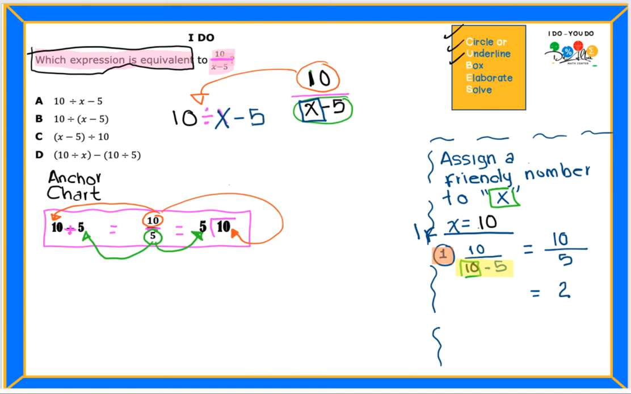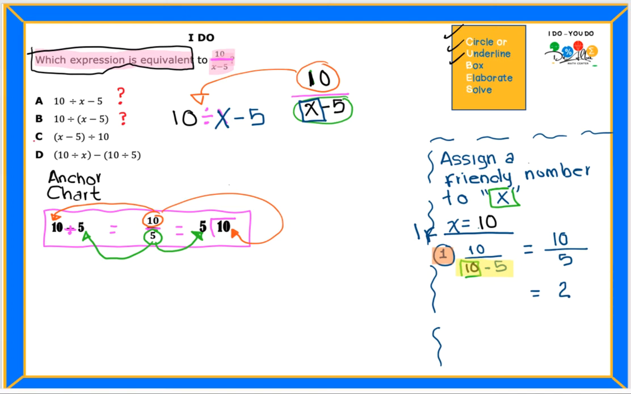Now I'm gonna look at my choices, and choice A has the same order, the 10, the division, the x, and then the minus and the 5. So I'm gonna put a question mark here. Letter B, the 10, the division, the x, the minus, and the 5. What is the only difference? The only difference is that this one has the parentheses. So now I'm between A and B. I'm gonna put a question mark here.